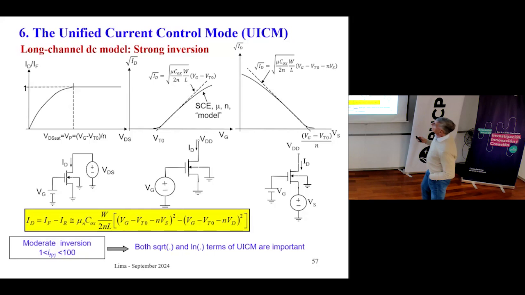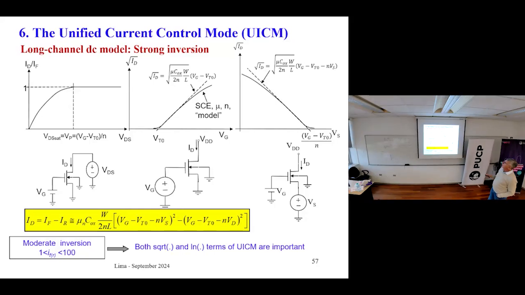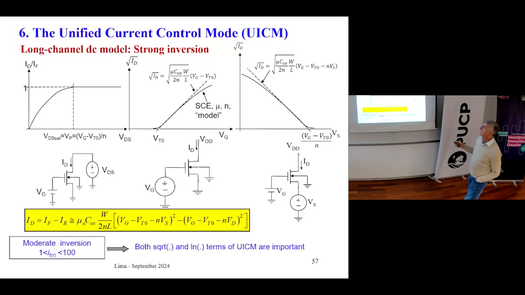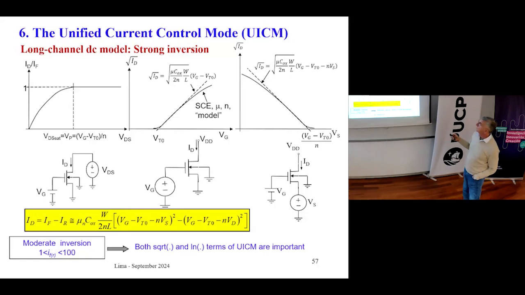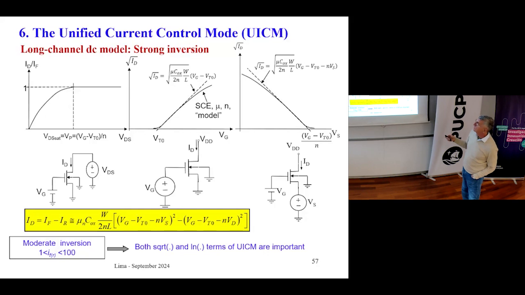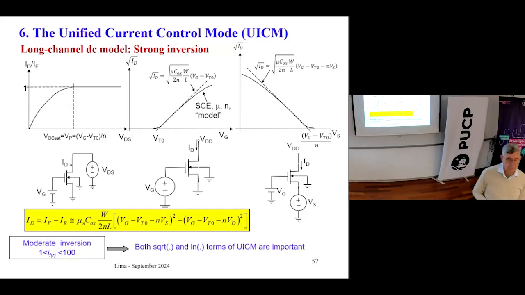You can also plot the square root of ID in terms of VG. The textbooks say that ID is a function of VG minus VT squared, right? So if this parabolic function were true, you would have a linear graph of square root of ID versus VG, right? And the intersection of this line with the VG axis would be VT0. Okay, but in practice, this is not true because you have something like this. The current doesn't go to 0 if VG equals VT0. No, this is not true.